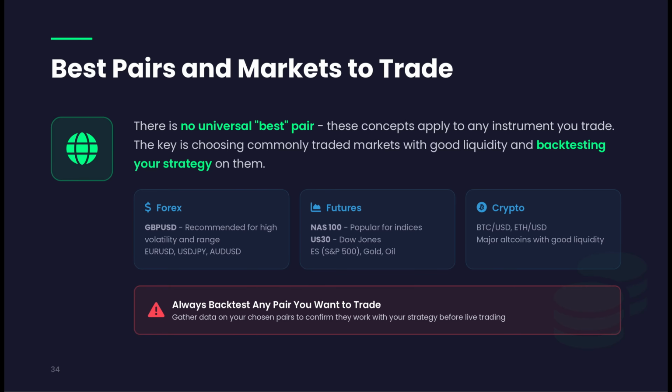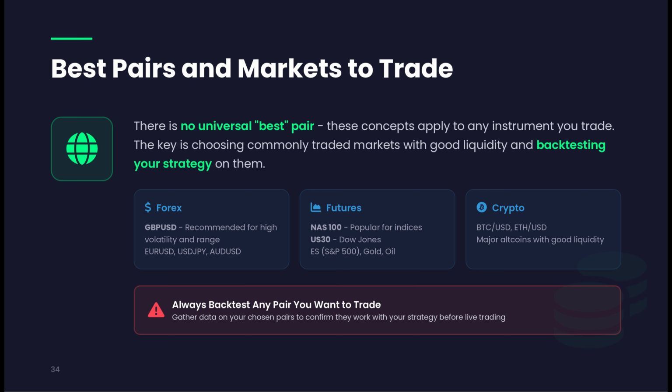Excellent. We have now arrived at Section 8, Common Questions. And I must say, these are queries I receive constantly from traders at all levels. Let's begin with a question everyone asks. What are the best pairs and markets to trade? Now, I'm going to give you an answer that might initially disappoint you, but it's the honest truth.